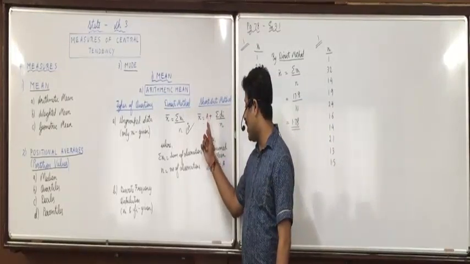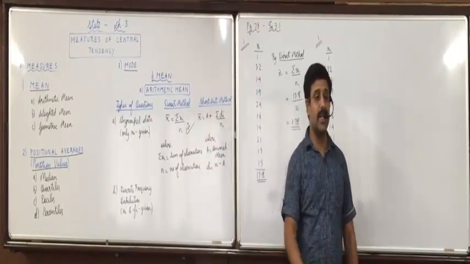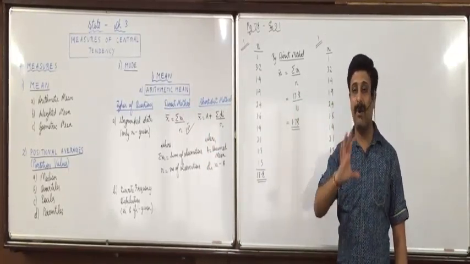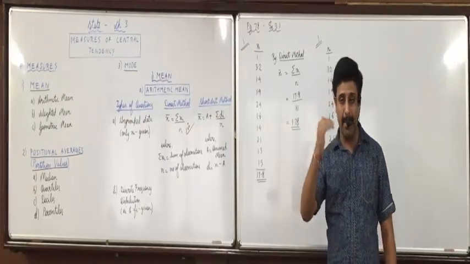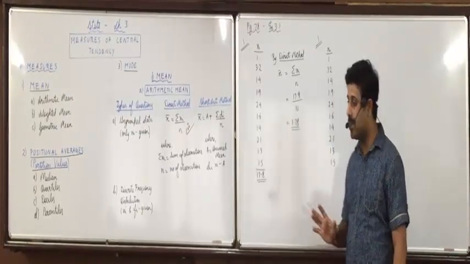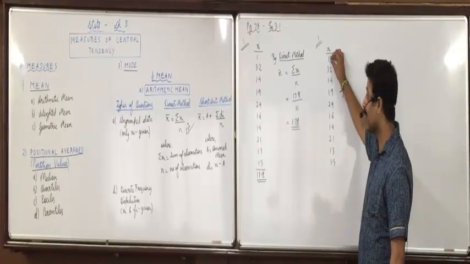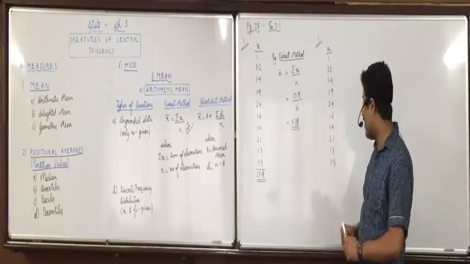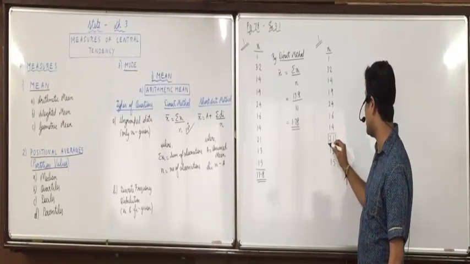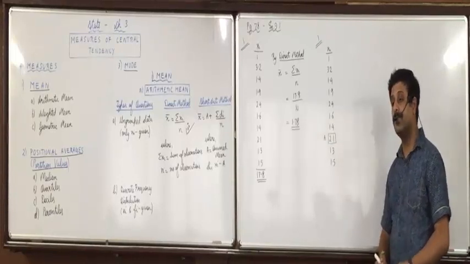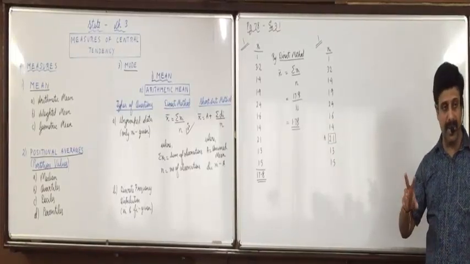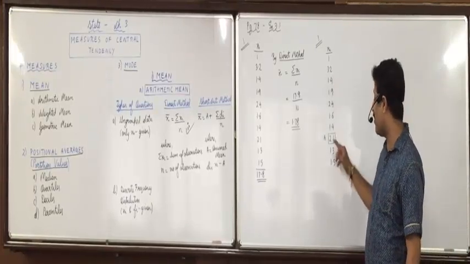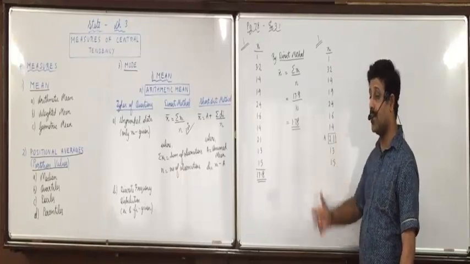First we need to find A, which is assumed mean. Now what is assumed mean? It is any value. Preferably you should take it somewhere in the middle of the lowest and highest observation. What is the lowest? 1. Lowest is 1 and highest is 3.2. Somewhere in between, let us say 2.1 I select as assumed mean. You can also select 3.2, you can select 1.4, or any value other than these also.